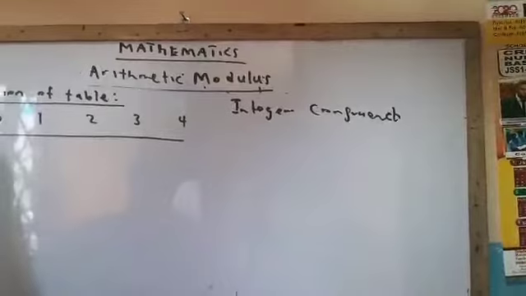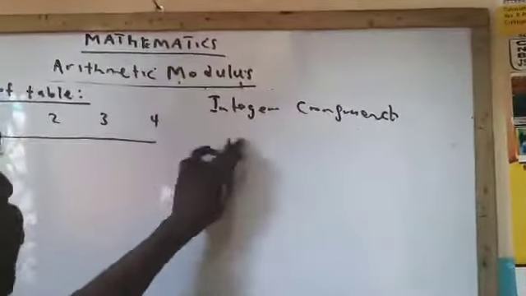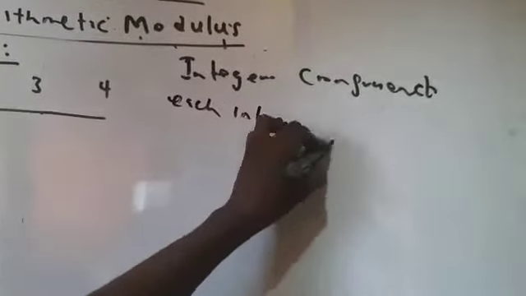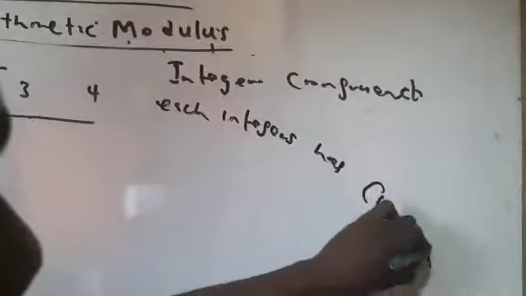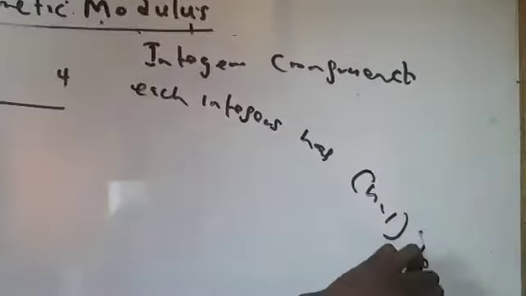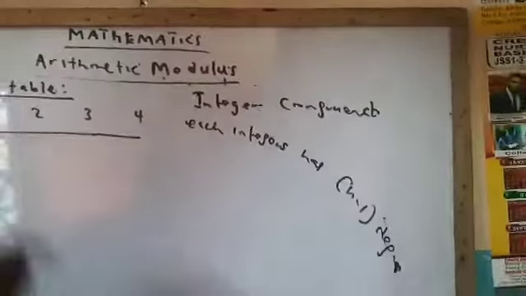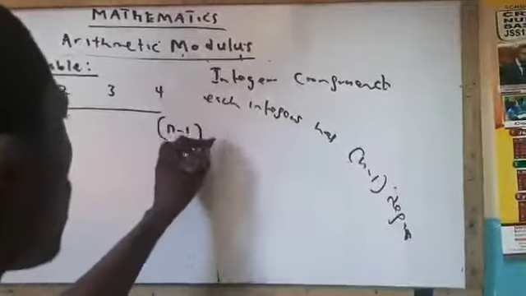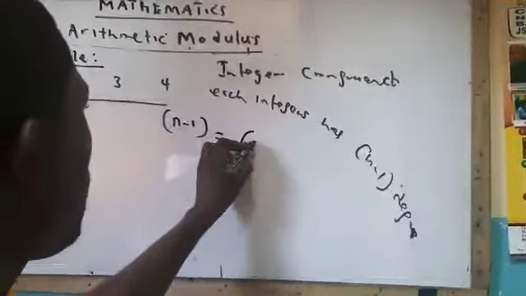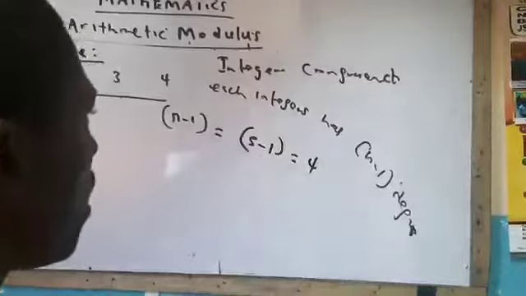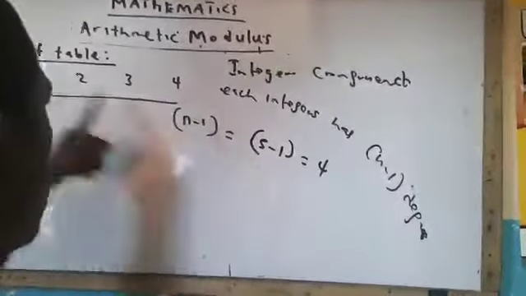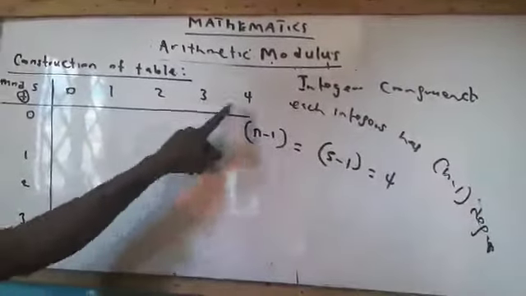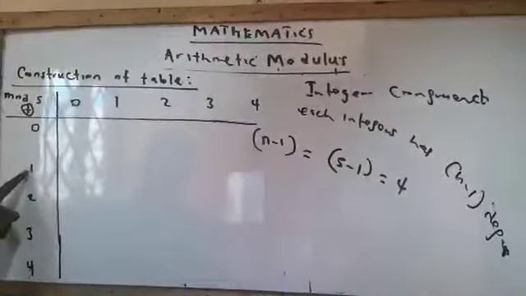The rule tells us that each integer has n minus 1 degree. What does it mean? If I'm given modulus 5, for instance, and I want to get the integers, what do I use? I use n minus 1. My given modulus is 5. 5 minus 1 gives me 4. That means the integers under the table are going to be 0, 1, 2, 3, 4. And this side, 0, 1, 2, 3, 4.